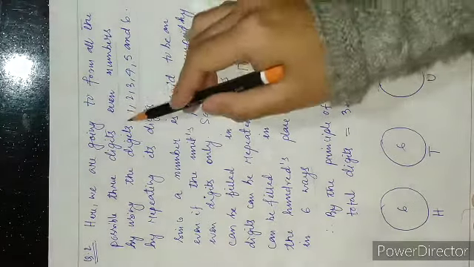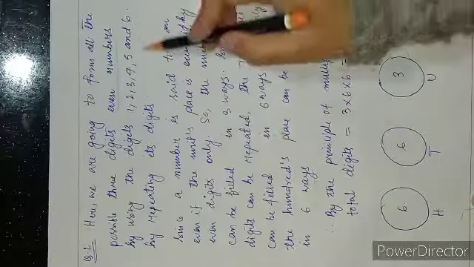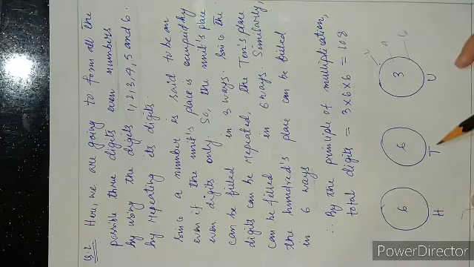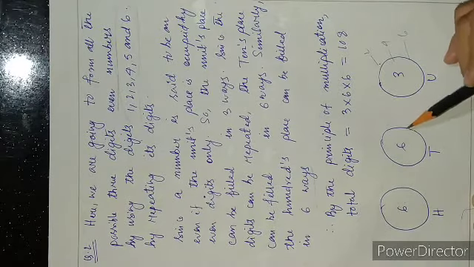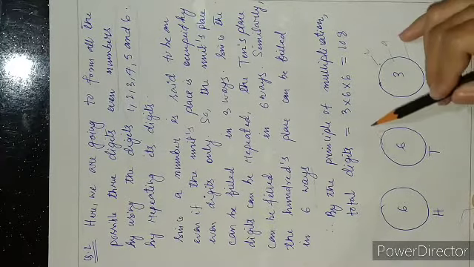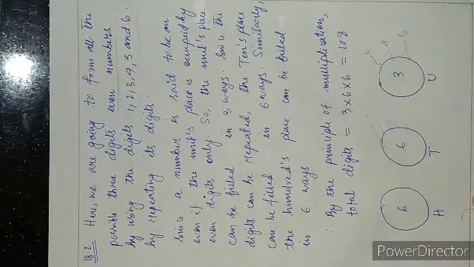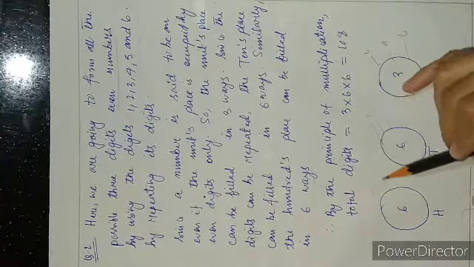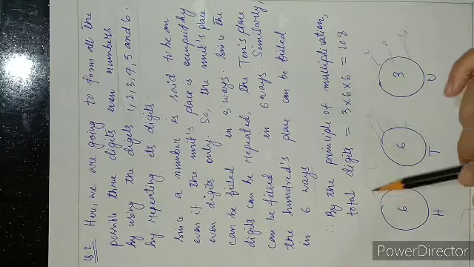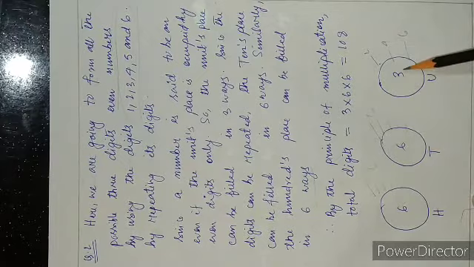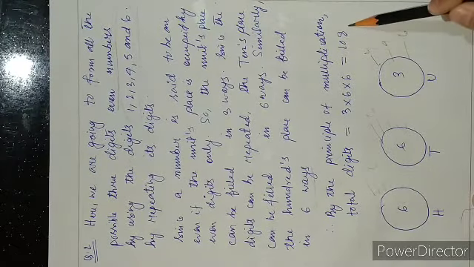The total possible digits are 1, 2, 3, 4, 5, 6. Since repetition is allowed, the tens and hundreds places each have 6 ways. Then the total possible ways is 6 into 6 into 3, which gives 108.